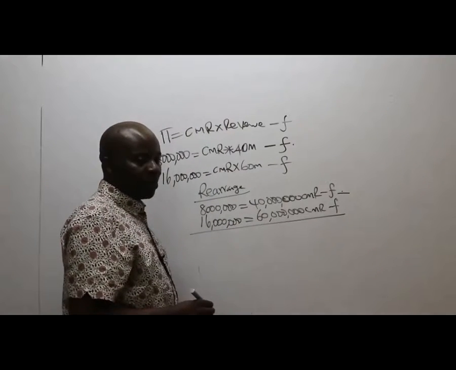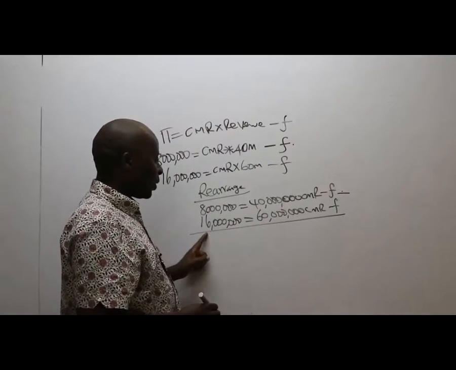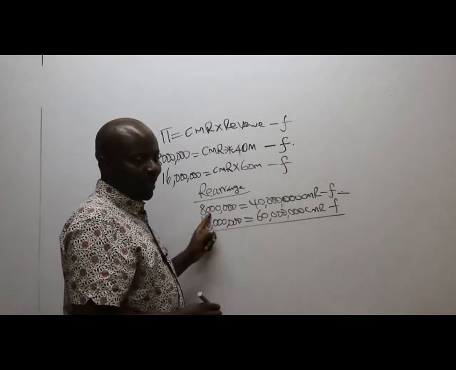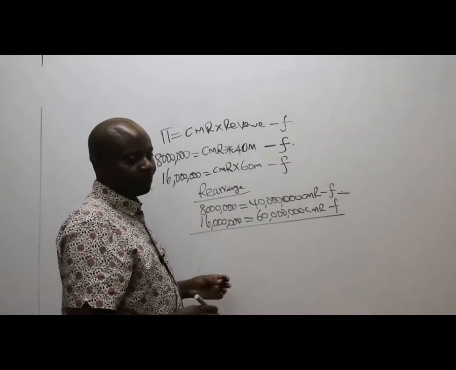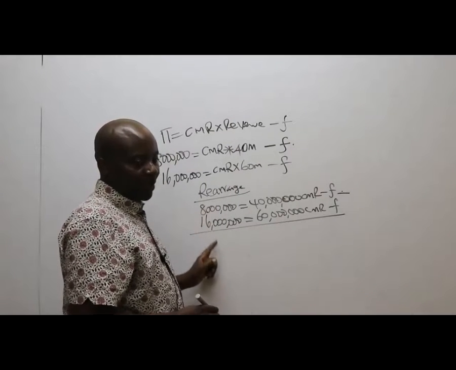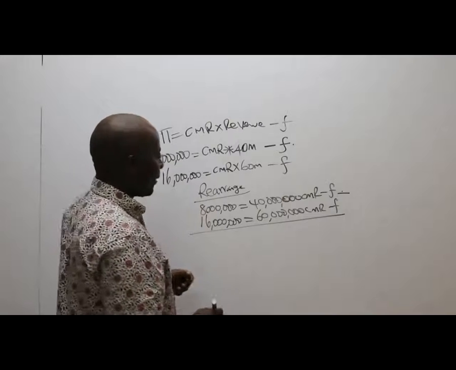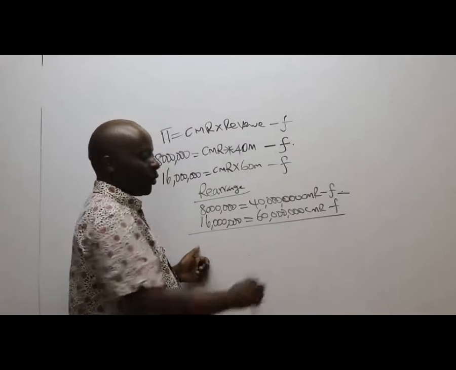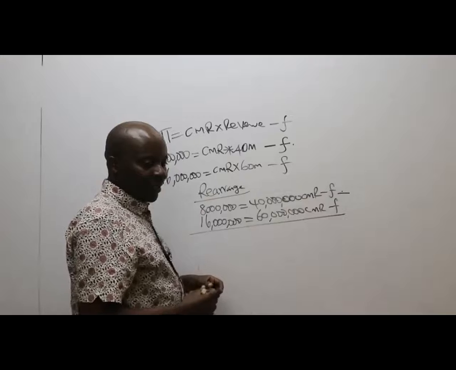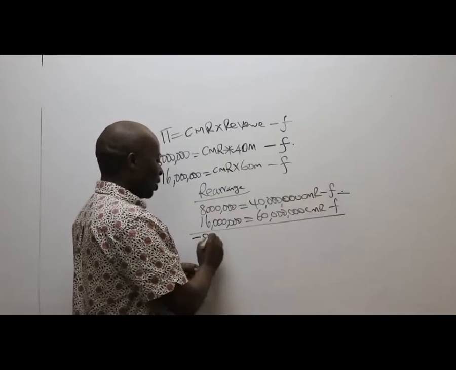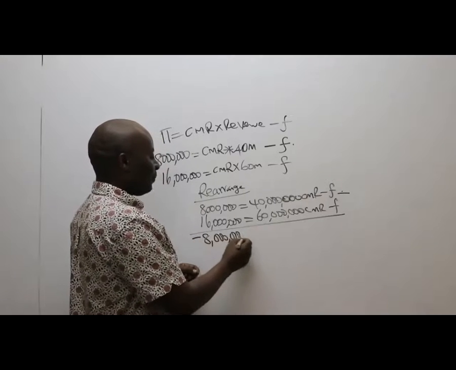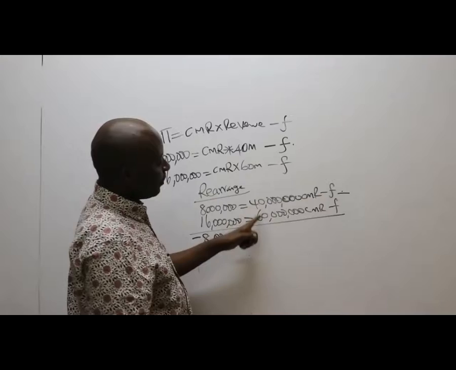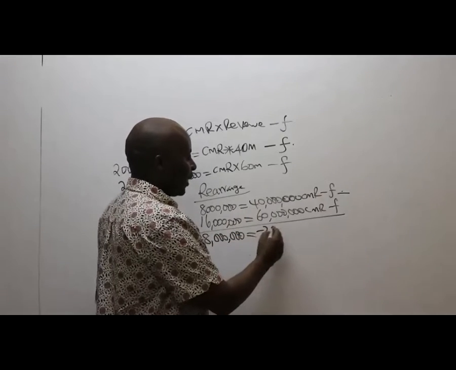So what is 8 million minus 16 million? That gives us how much? Because I would want to eliminate that. 8 million negative. Thank you very much. So 8 million negative. How about this 40 minus 60? That gives me minus 20 million.